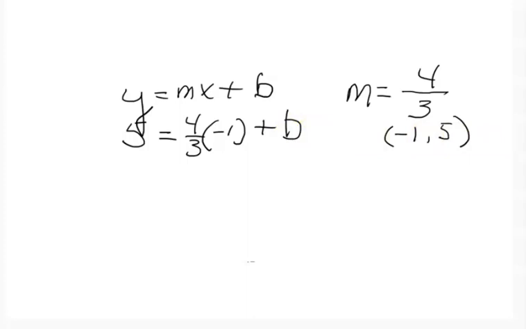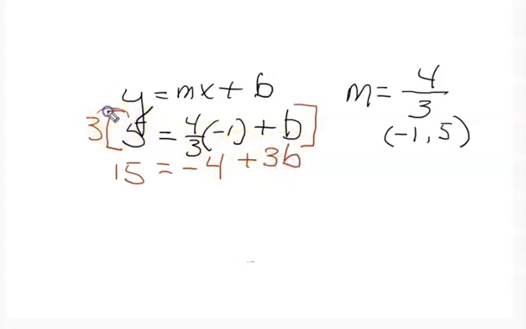So we'll change colors, and I want to get rid of that fraction. It's always easier without fractions. There's one term, two terms, three terms. I'm going to multiply each term by 3. So this now becomes 15. Here the 3's cancel out, so this becomes a -4. 4 times -1 is -4, and this becomes 3b. Remember, you have to multiply each term by that 3.